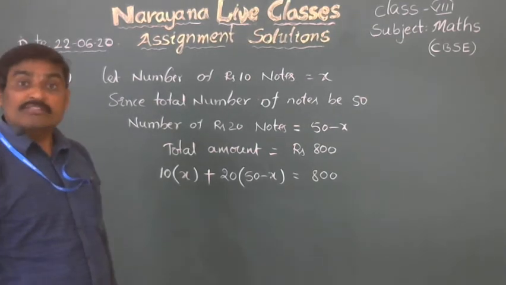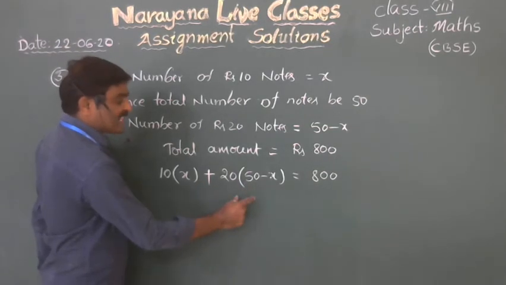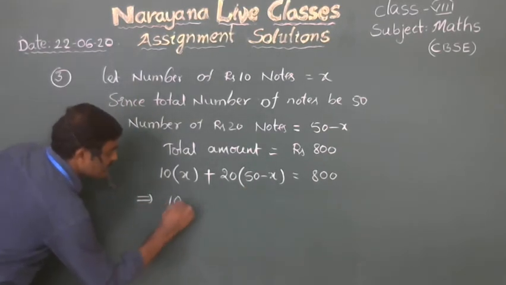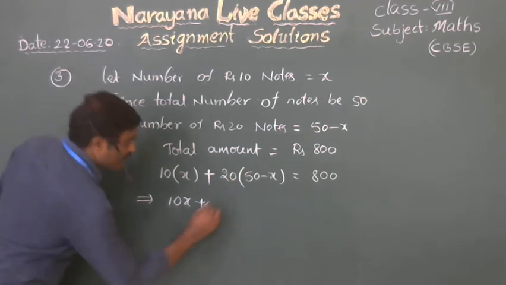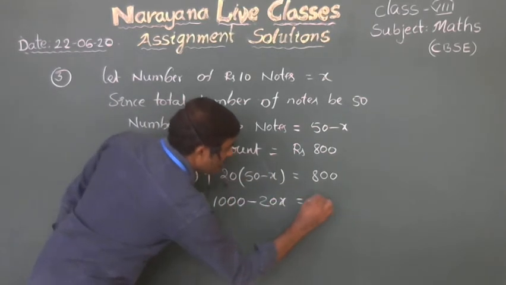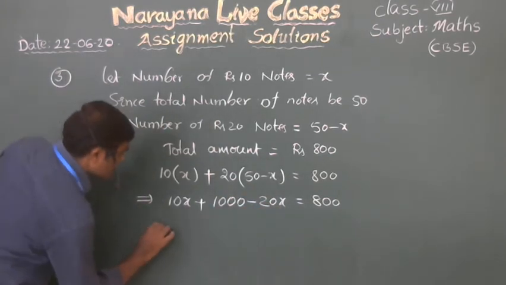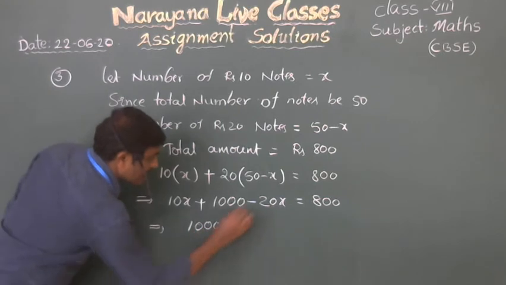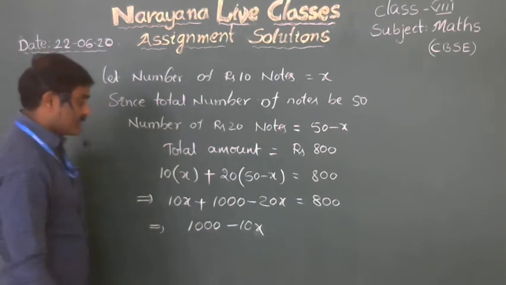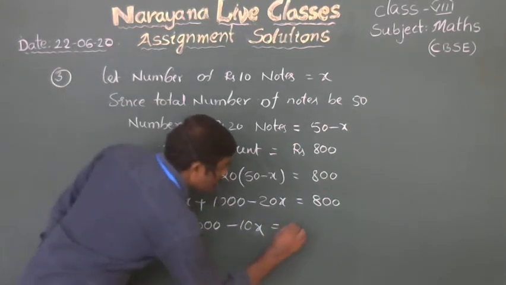Let us simplify and solve the equation. To simplify, first eliminate the bracket. To eliminate the bracket, multiply both the terms by 20. So 10 into x is 10x, plus 20 into 50 is 1000, minus 20 into x, 20x, is equal to 800. Like terms, 10x minus 20x is minus 10x. So 1000 minus 10x is equal to 800.